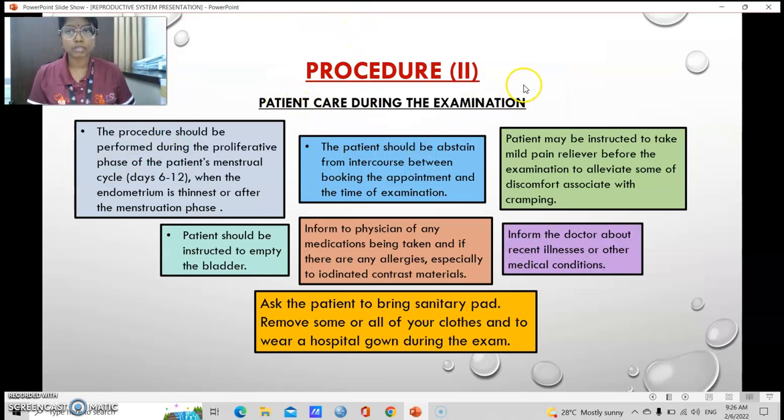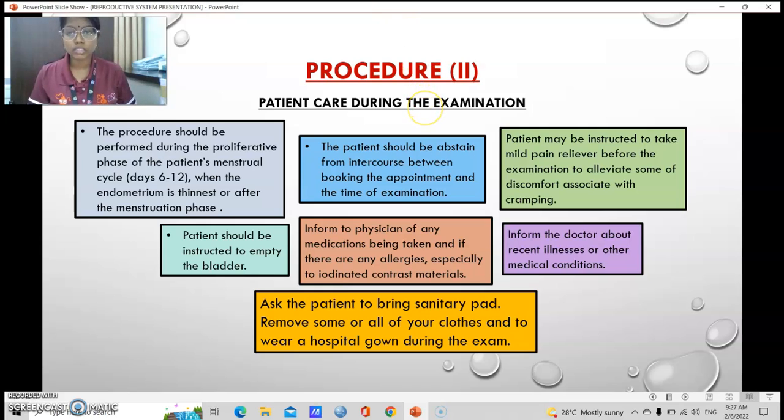Patient care during the examination. The procedure should be performed during the proliferative phase of the patient's menstrual cycle, days 6 to 12, when the endometrium is thinnest. As I mentioned earlier, the LMP should be between 6 to 12. The patient should abstain from intercourse between booking the appointment and the time of examination. The patient may be instructed to take a mild pain reliever before the examination to alleviate some of the discomfort associated with cramping.